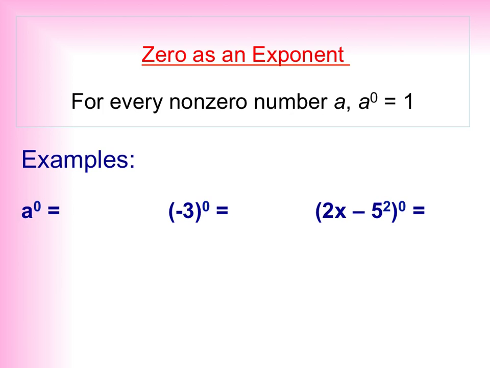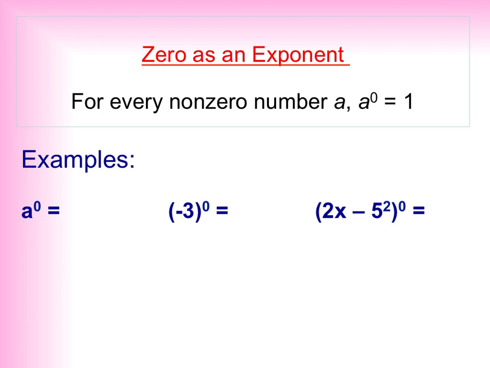So the rule for the zero as an exponent is that for every non-zero number, a, which is your base number, if it's raised to the power of 0, the answer would always be 1. So we've got a couple examples on your note sheet, just practicing with this rule. It is really easy, do not overthink it.